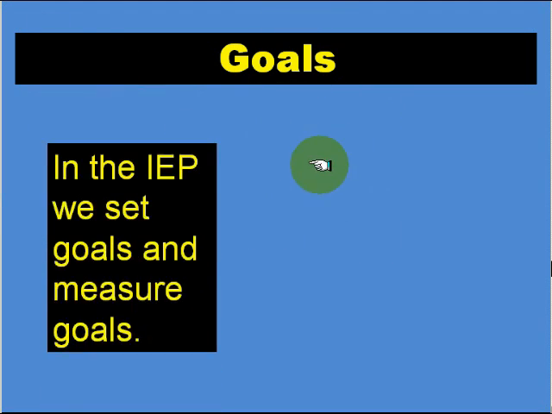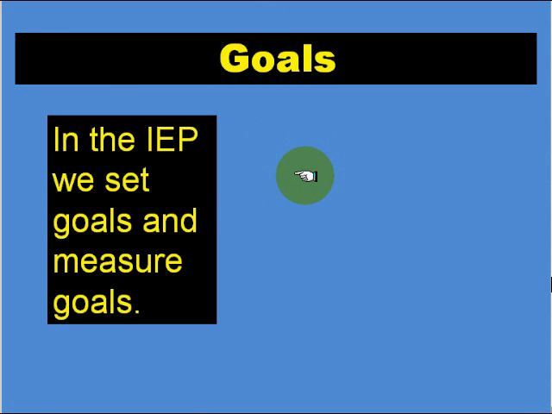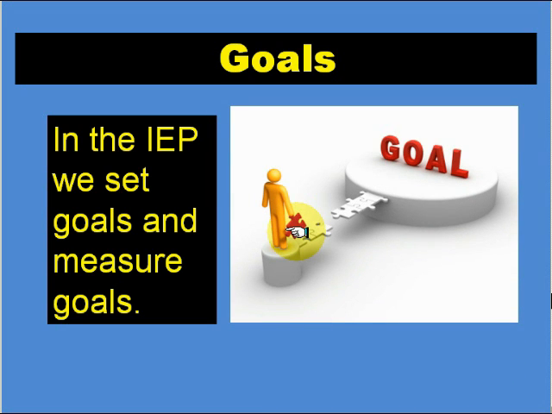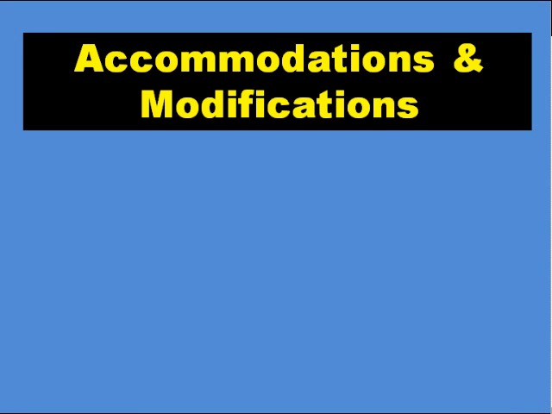Let's see what we have under goals. In the IEP, as it says here, we do set goals and we measure those goals. You've probably seen something in an IEP before that talks about if you do something 4 out of 5 times, or it'll give a percentage such as 80% or 90% or maybe even 100%. It'll give a percentage of what it takes to measure your success. If you can do this with 80% accuracy, if you can do it with 90% accuracy, then you have met your goal. And that's what we have here on the screen. All right, so let's move on now to accommodations and modifications.